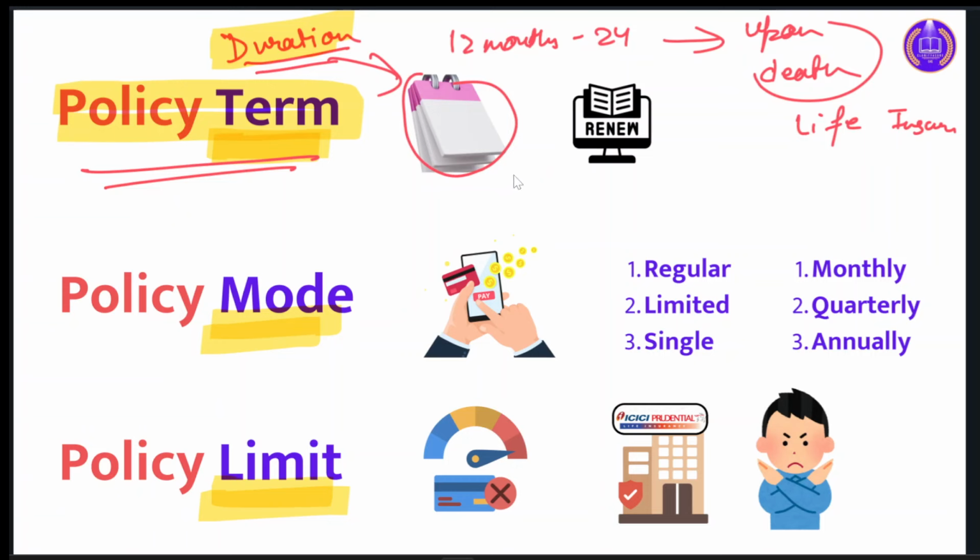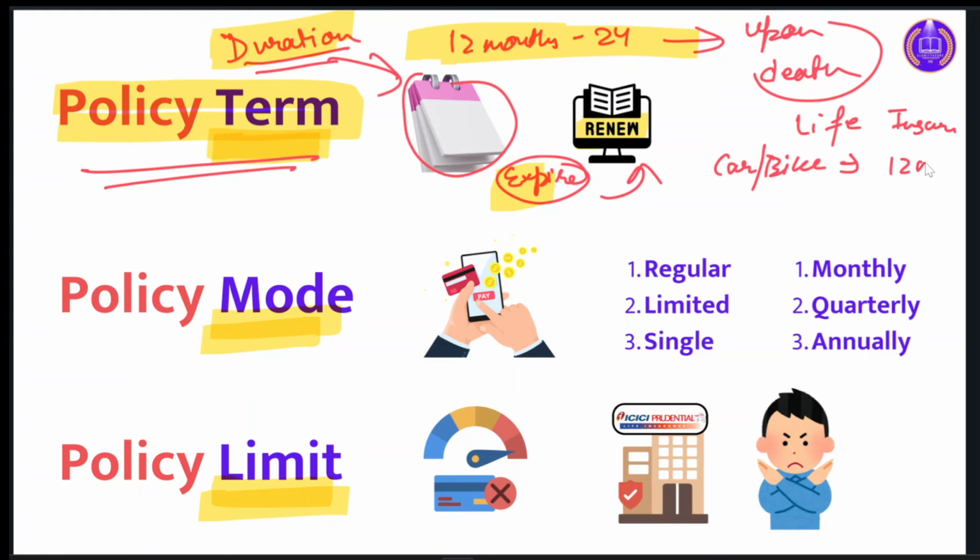If this policy term expires, you have to renew it. If this period is expired, then you have to renew it. It generally happens, as you have seen in car and bike insurance, they are generally of 12 months. So this is the policy term.